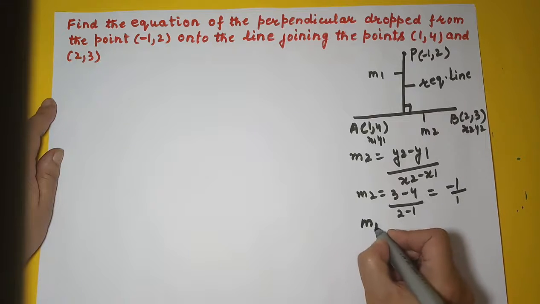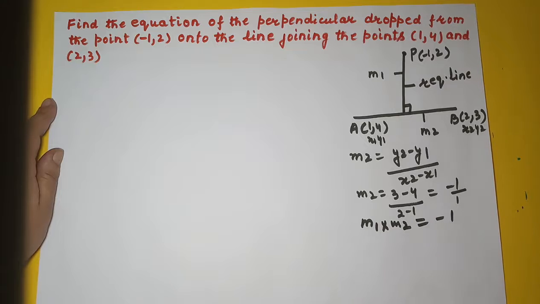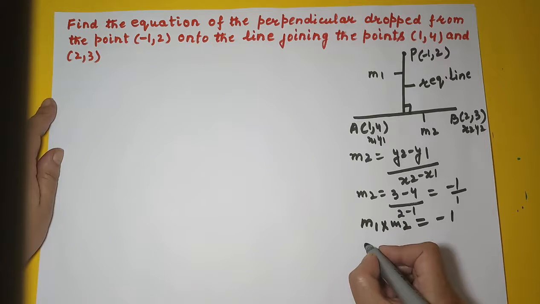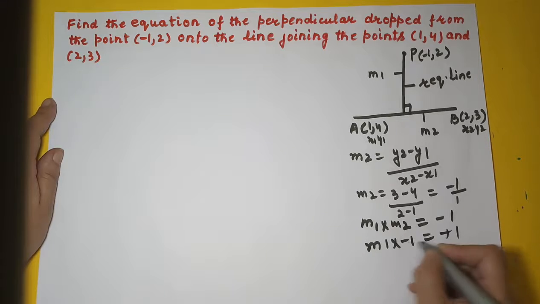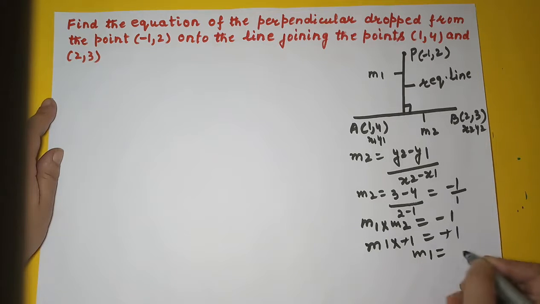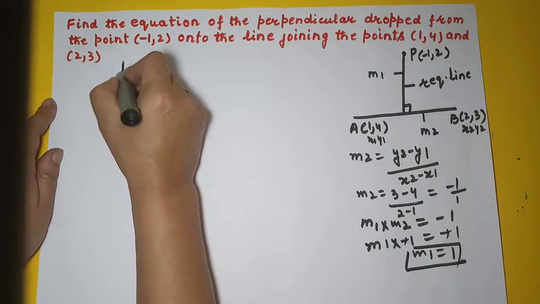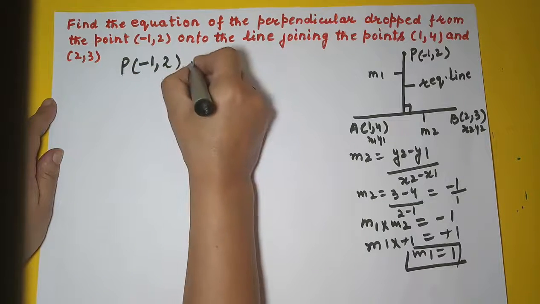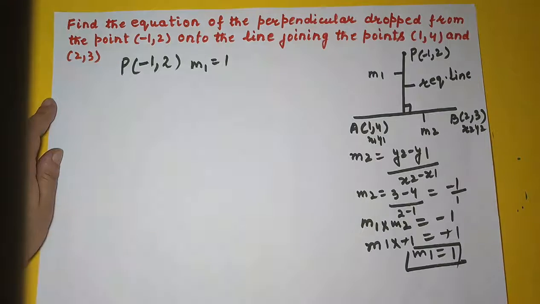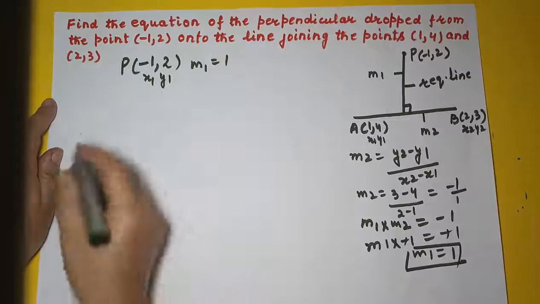Now since the two lines are perpendicular, the product of their slopes is -1. So m1 into -1 equal to -1. This and this will go. So your m1 is equal to 1. You have found the slope of the required line. Now for the required line, the point is also given, (-1, 2), and the slope which you have calculated right now is 1. Now let this be x1 and this be y1.